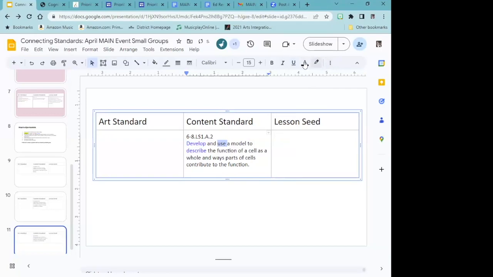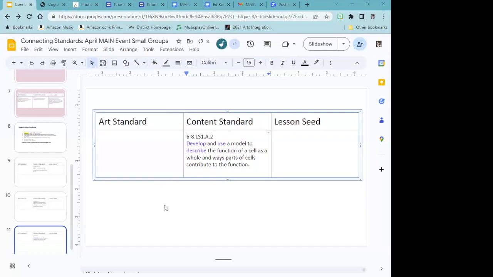Are there any other verbs, specifically verbs, that the students would be able to do? Just develop and use a model to describe the function of a cell as a whole and ways parts of cells contribute to the function. That's pretty much it. Now, how can we make this more interesting? Just off the top of your head, what are you thinking of? What subjects? By the way, I'm looking at some of the things you wrote earlier and it was great. Sorry, go ahead. You're good.